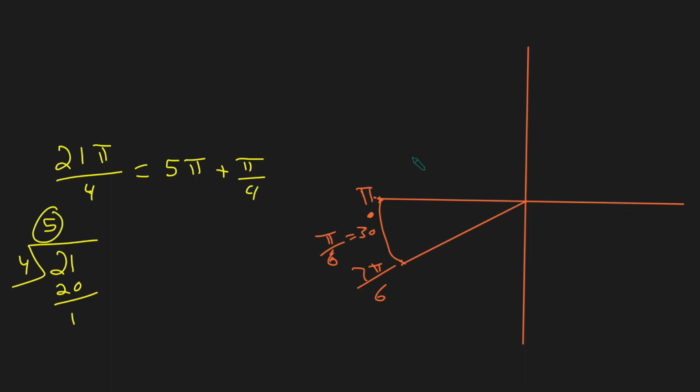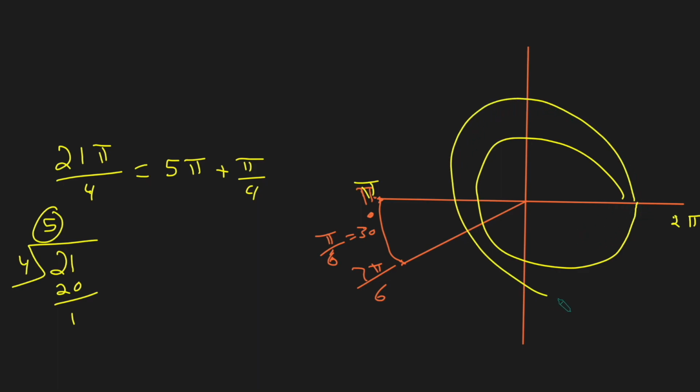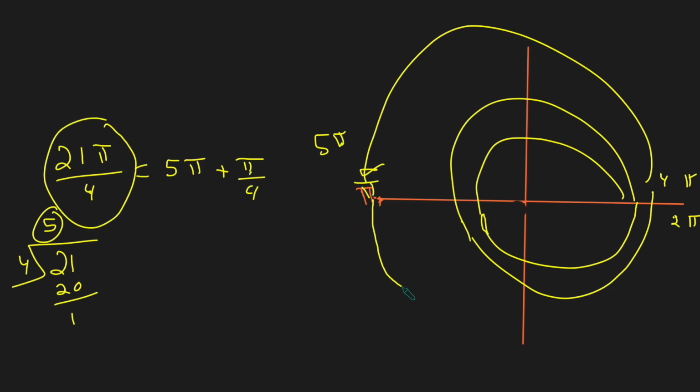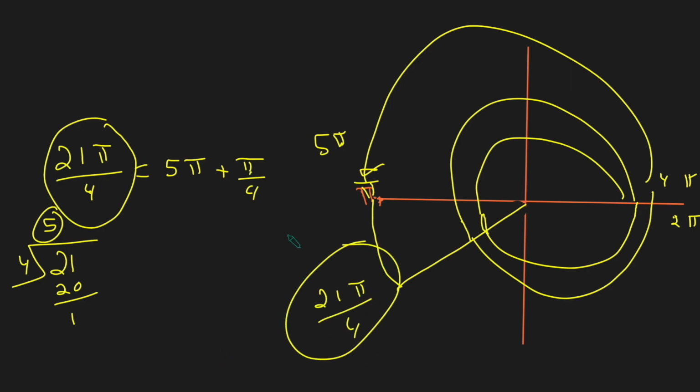So now, 5 pi. So this is 2 pi, or 360 degrees, right? And this is a pi here. So if we go around once, that's 2 pi. Twice, that's 4 pi, plus a pi. That will give us 5 pi. So this angle, 5 pi plus a pi over 4. So pi over 4 is halfway here. That is exactly what 21 pi over 4 is. And you can apply this method for much, much more complicated examples. The same concept that I showed you.